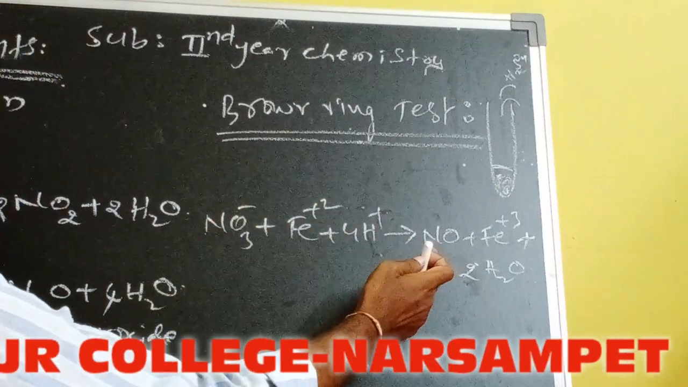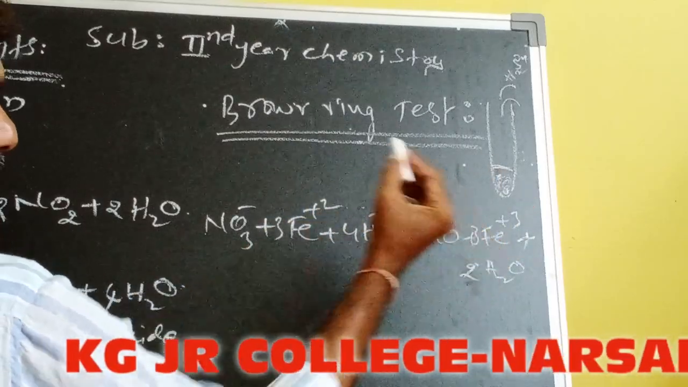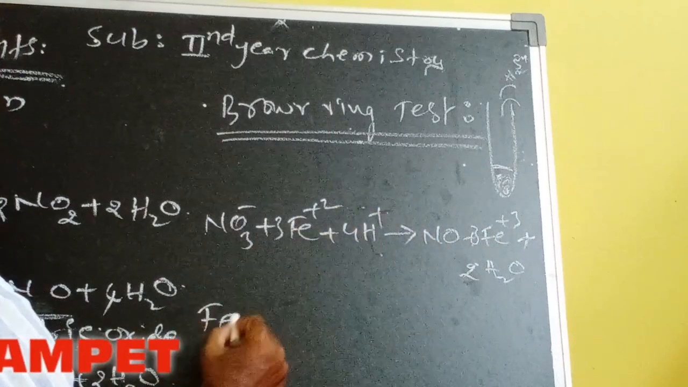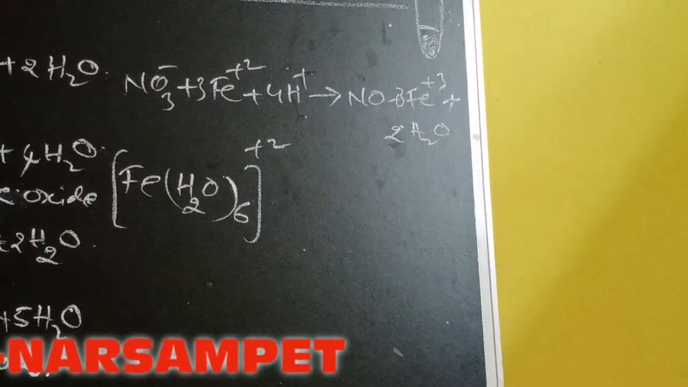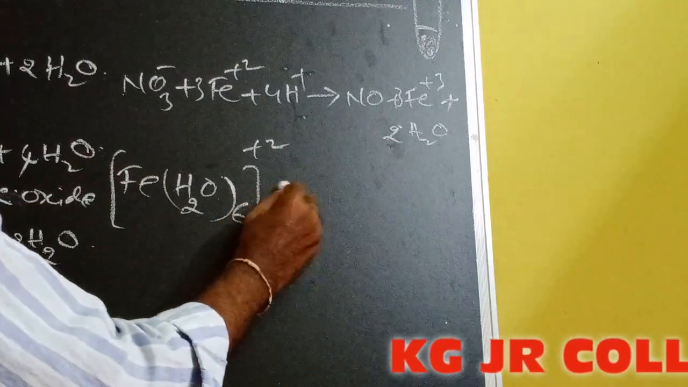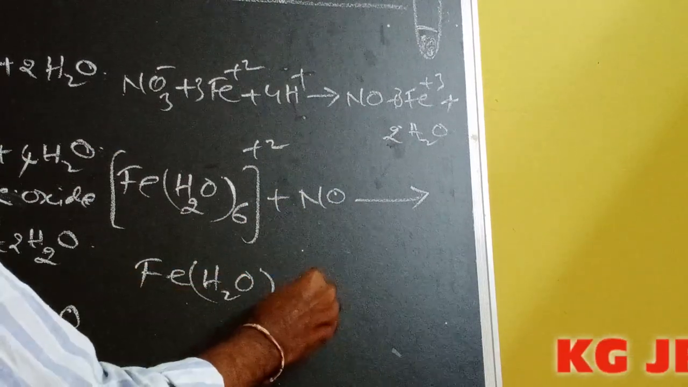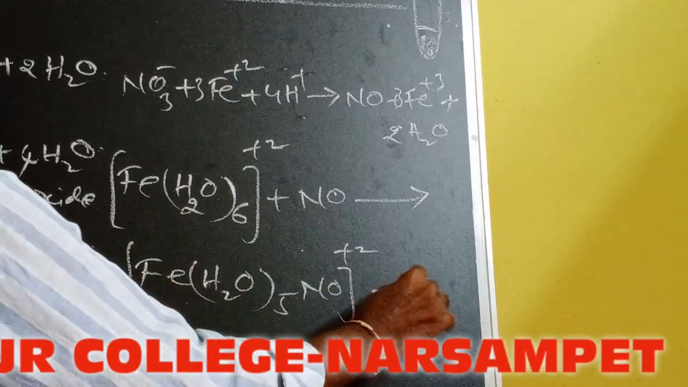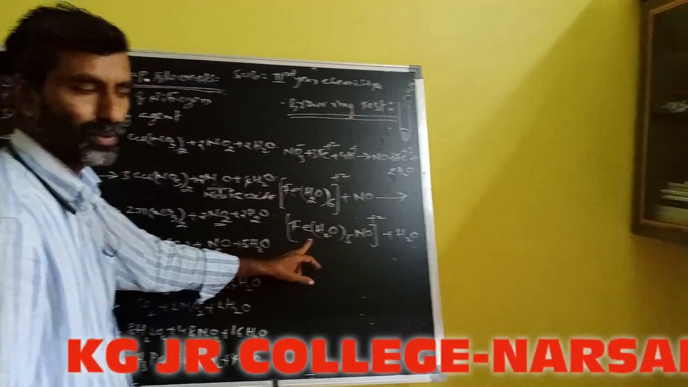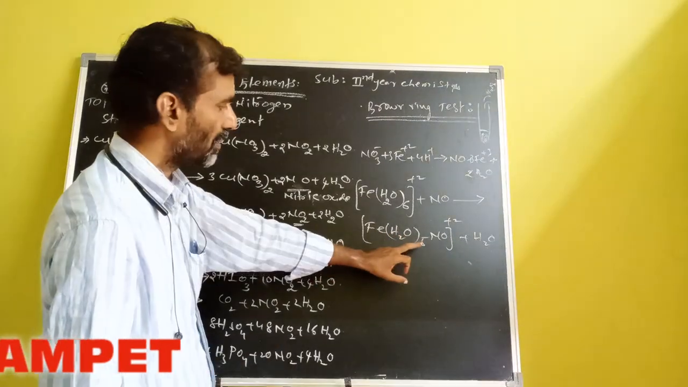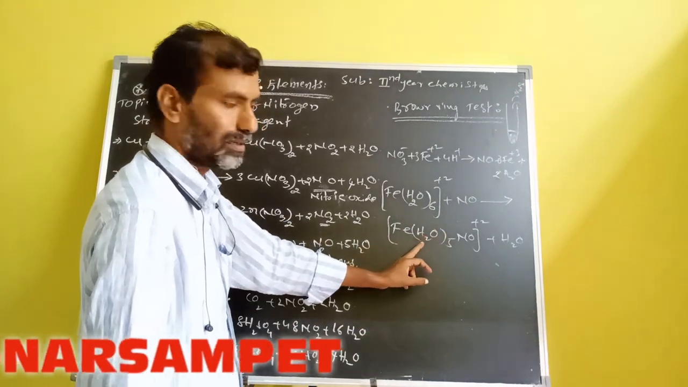Here nitrate ion to NO, that is nitric oxide. Fe2+ to Fe3+. Here is 3 moles and 3 moles. Next, [Fe(H2O)6]2+, hexaaqua iron(II), addition with NO giving rise to [Fe(H2O)5NO]2+ plus water. So this is the brown ring formula. This is the brown ring formula. Pentaaqua nitrosyl iron(II).